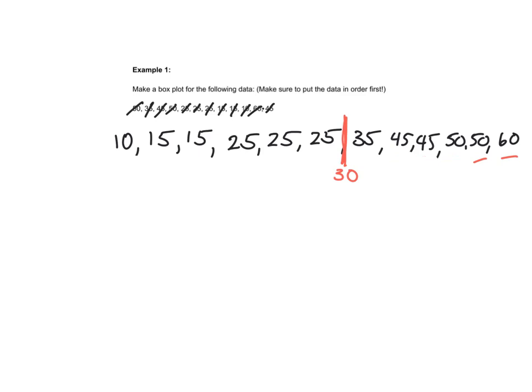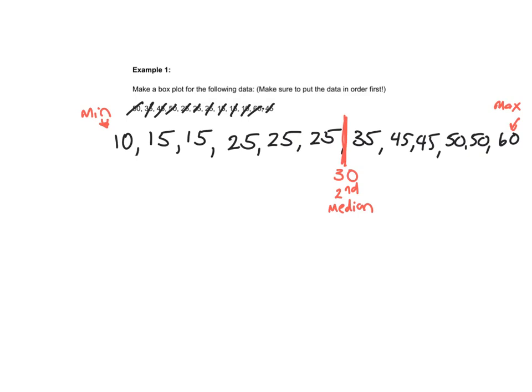Now we should point out what the minimum and the maximum are. So 10 is the minimum. 60 is the maximum. Now we're going to find the first quartile and the third quartile because we found the second quartile already, also known as the median.